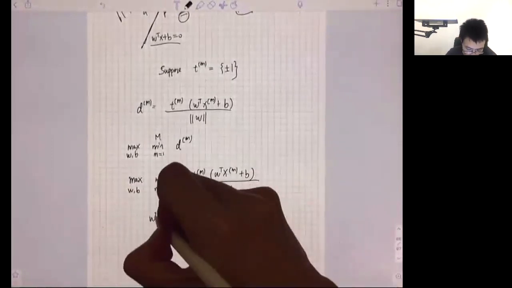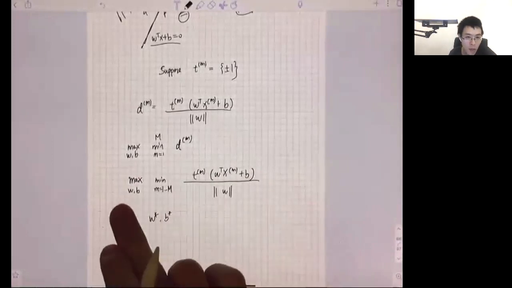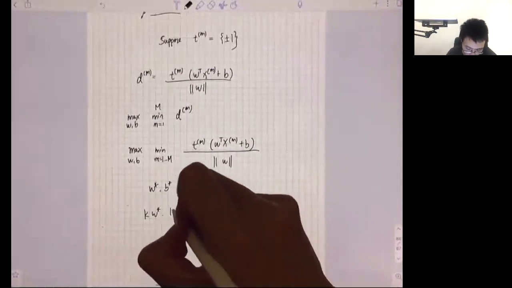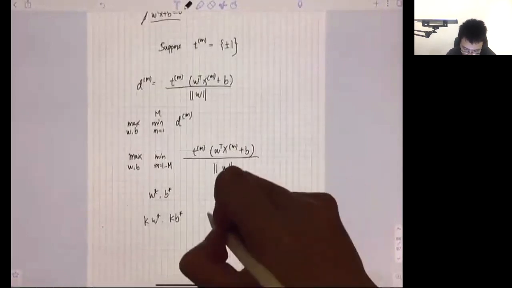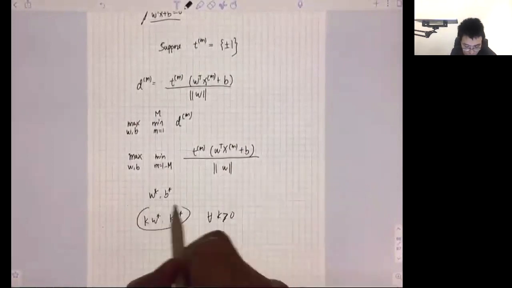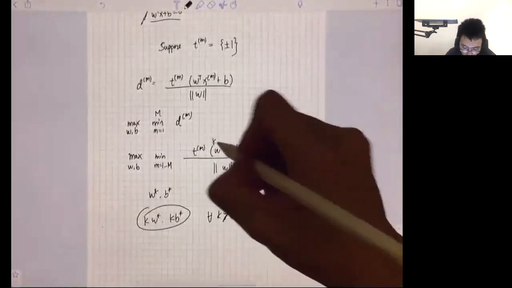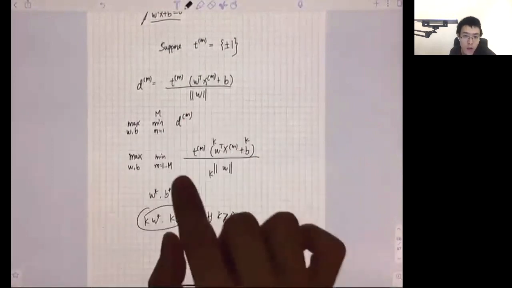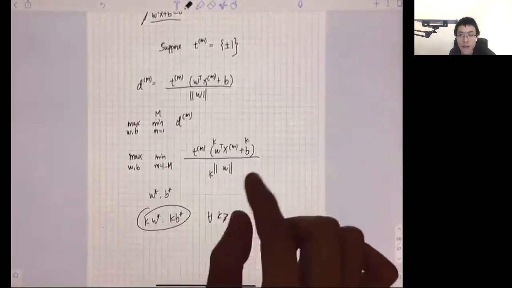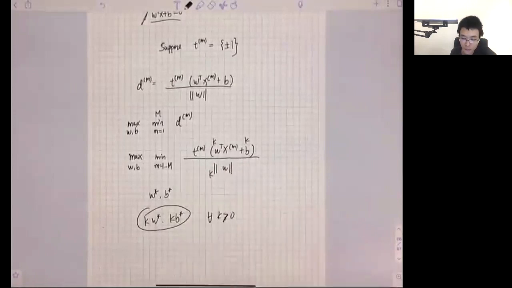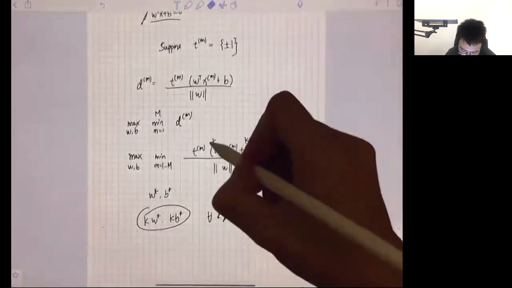Suppose my W star and B star is my optimum here. Then any K W star and K B star, for any K greater than 0, is also the optimum, right? I just scale the numerator and the denominator by K times, and it doesn't change my solution. So this shows that if you directly optimize this, you don't have a unique solution, and you don't have a guarantee that it will converge nicely, okay?